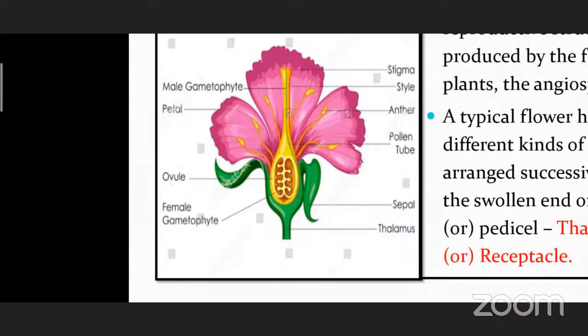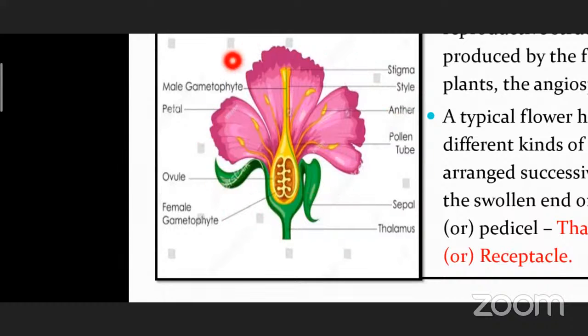And another example, rose, scientific name Rosa. These also look very beautiful. They attract us and also give a good smell. And another example, China rose. See here, this is China rose, scientific name Hibiscus rosa-sinensis. It also gives a good smell and is beautiful. It attracts insects for the pollination process.